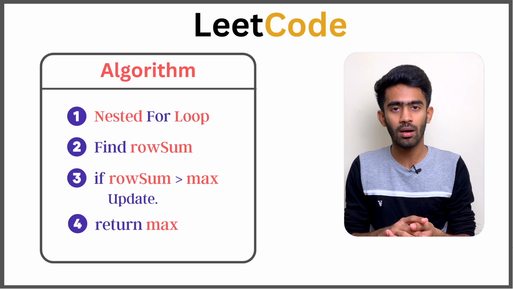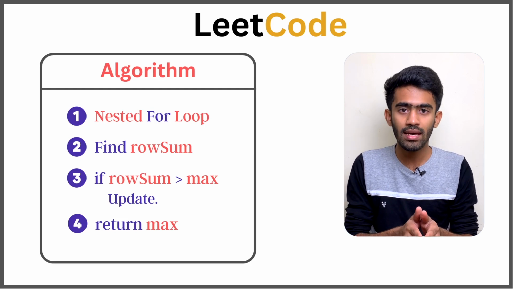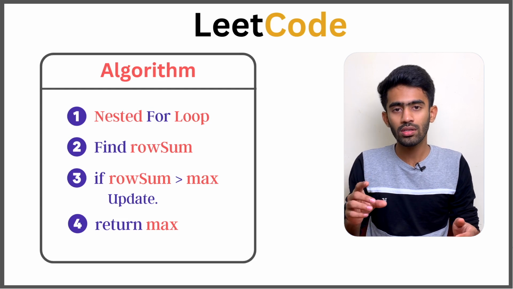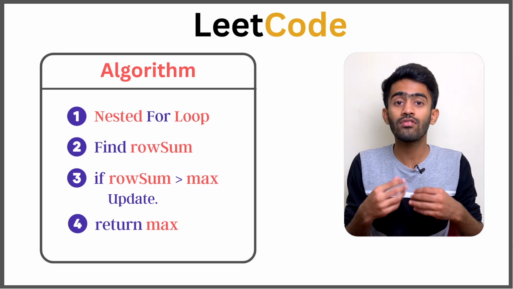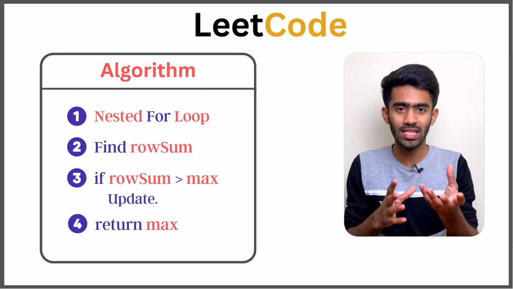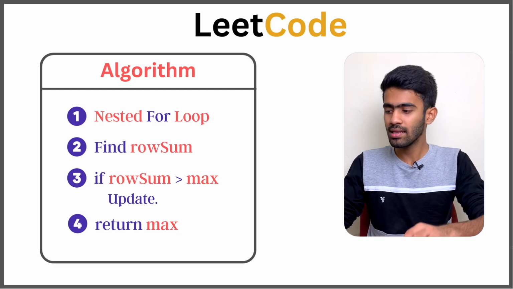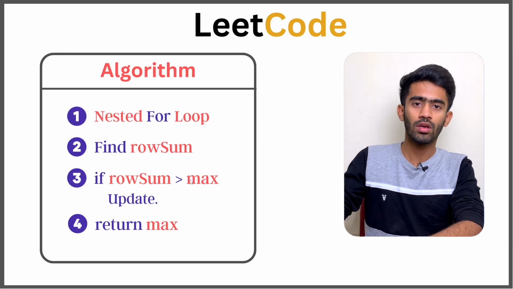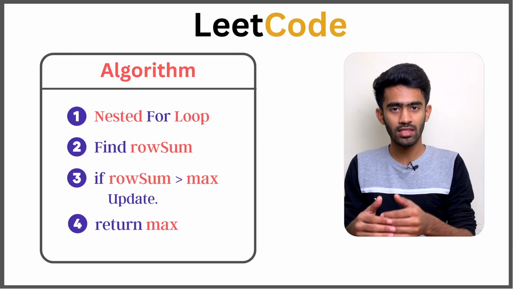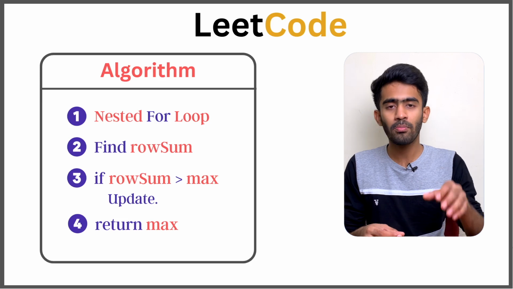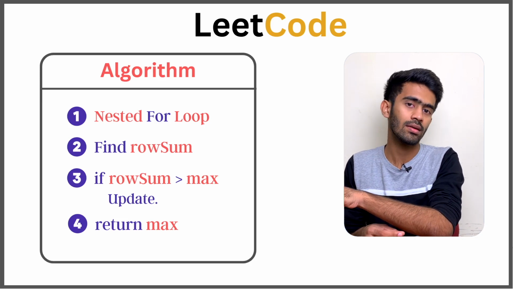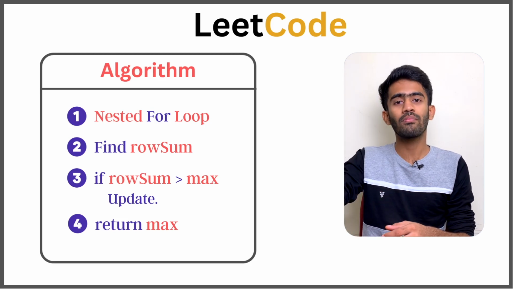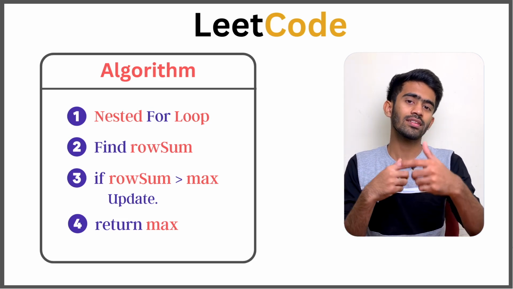So the third point is to compare whether the row sum is greater than the already existing max. Because if it is greater, then we have found a new maximum or a new wealthier person. Then in that case, we would update the value of max and we'll repeat the loop. So for each person, we find the row sum, that is their wealth. We compare it to the already existing maximum wealth. If it is greater, then this is the new maximum wealth. We update it to max. If not, we just repeat the loop.